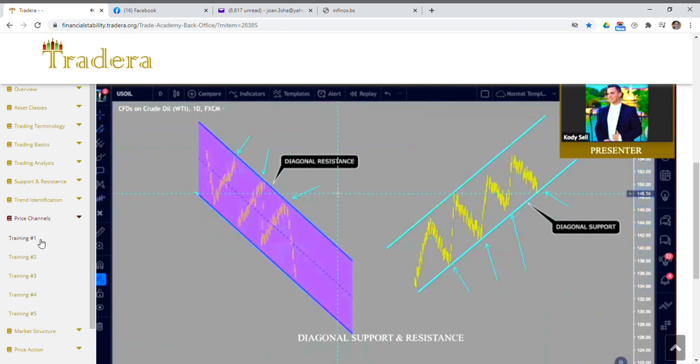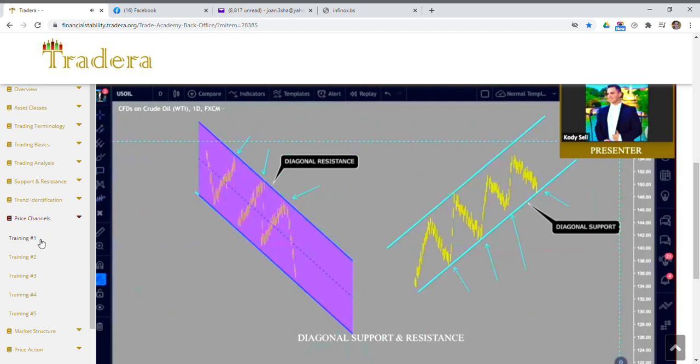Now, this is important because the textbook way to draw a channel is to draw a parallel trend line to the one that you've already identified. So that's a key characteristic. They are completely parallel. And then this dotted line right here that goes through the middle, that is the 50% line, the halfway point, and that typically acts as a smaller diagonal support and resistance, but not really important for the concept in this video.